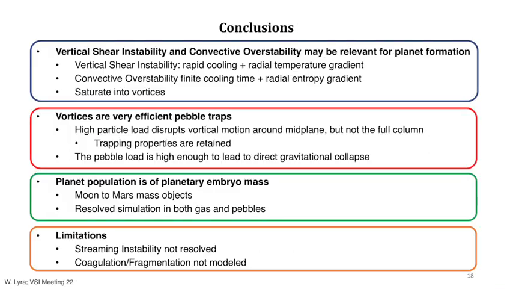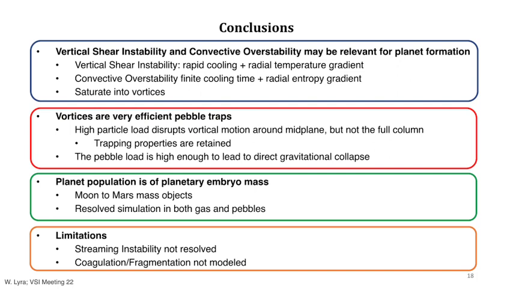And so to reach my conclusions. The vertical shear instability and the convective overstability may be relevant for planet formation. The VSI occurs when you have a rapid cooling and a radial temperature gradient. The convective overstability when you have a finite cooling and a radial entropy gradient. They both saturate into vortices, and these vortices are very efficient pebble traps.